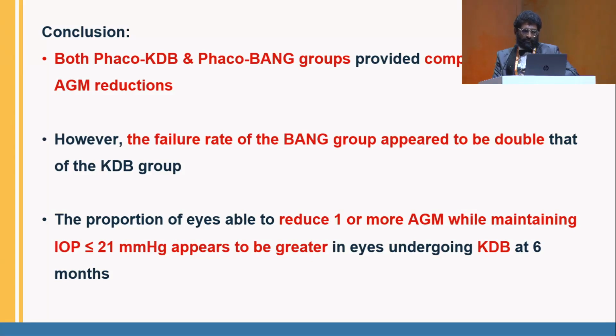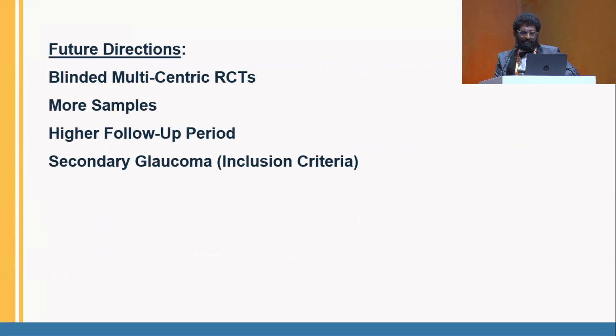So to conclude, IOP was comparable, AGM reduction was comparable, but the failure rate appeared to be double, and the proportion of the eyes to reduce 1 or more AGM while maintaining the IOP less than 21 appears to be greater in eyes with KDB compared to the Bang group. And future studies with RCTs are needed to have a much better conclusion.